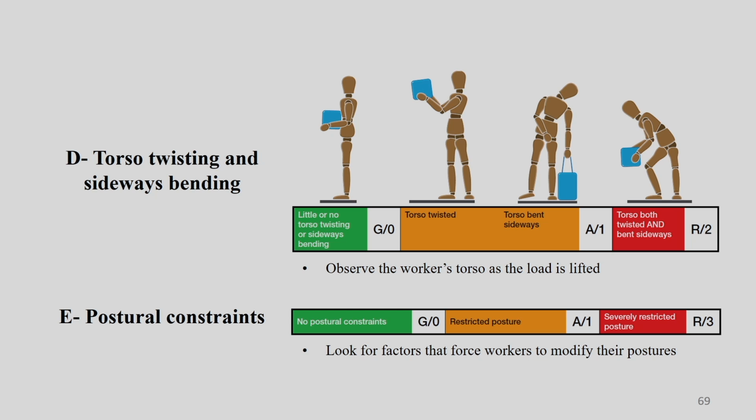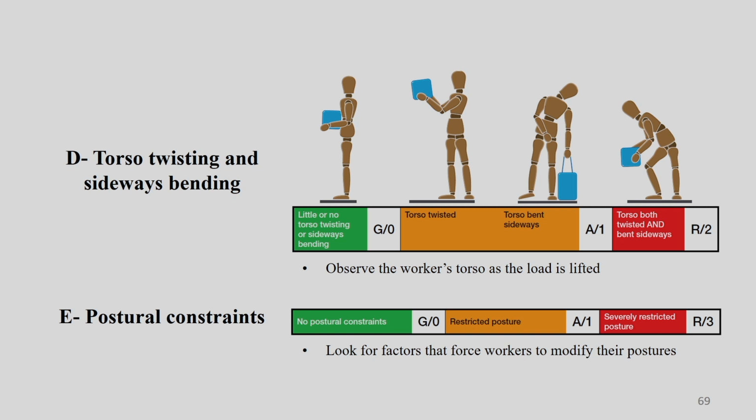Torso both twisted and bent sideways, both are present, twisted also, bent also. So, in that case it is the red zone, color is red and value is 2. Now, you should remember these numbers, you cannot change them, these are pre-computed numbers. So, for this case R is 2.